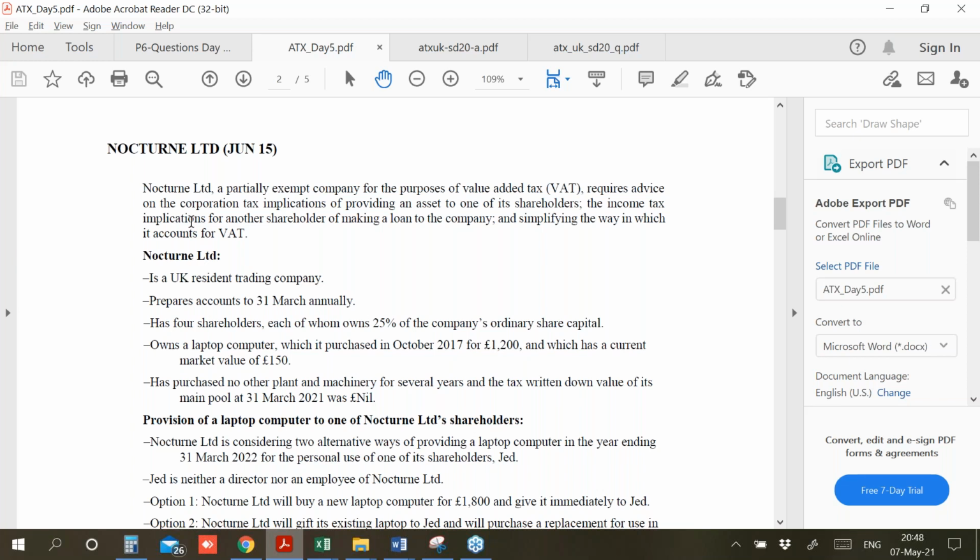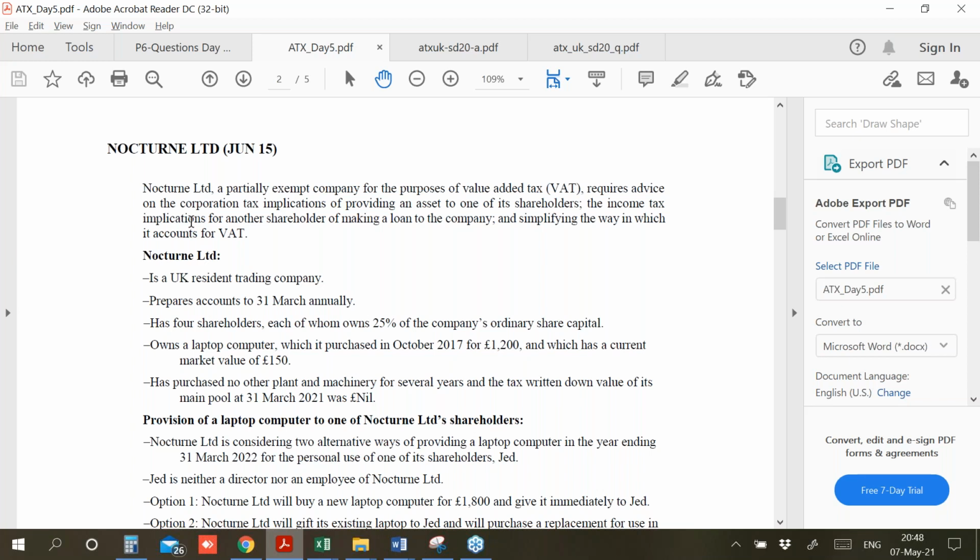Nocturne Limited is a resident trading company, prepares accounts to 31st March annually, and has 4 shareholders, each of whom owns 25% of the company's ordinary share capital, which means that Nocturne Limited can be classified as a closed company. Now, I'll remind you what a closed company is: a company in which the majority of the control is with 5 shareholders, and if more than 5 shareholders, then all should be directors. This is the key concept. Here you can see that 4 shareholders are controlling the company.